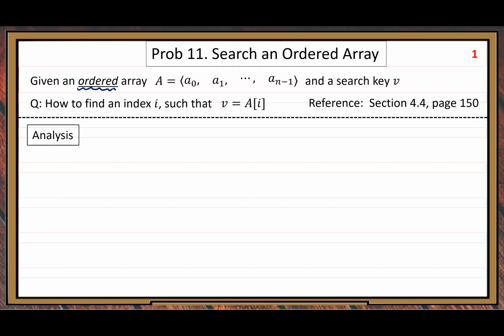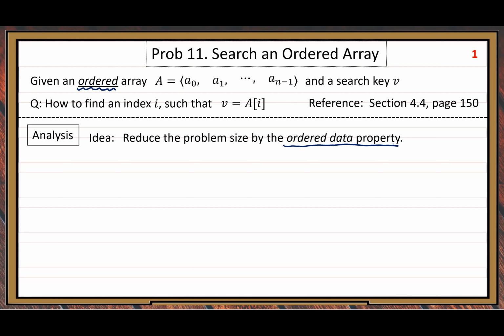Let us do the analysis. The strategy idea: reduce the problem size by the ordered data property. Our data has a special property: the data is sorted in ascending order. That information is important, so we should take advantage of that useful information.